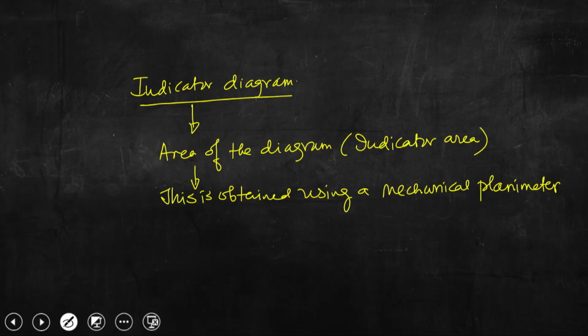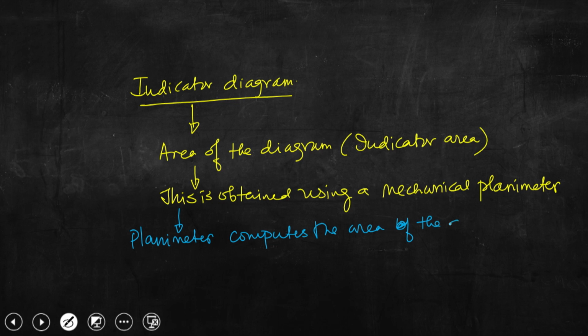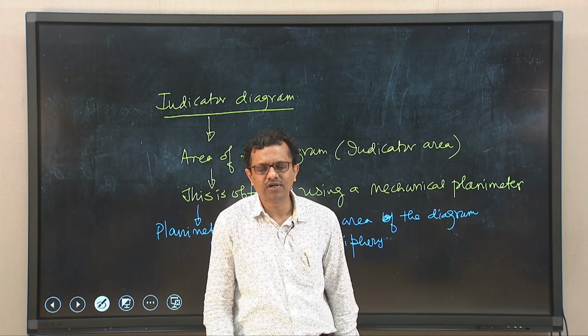So, this planimeter computes the area of the diagram by tracing its periphery. But let me add here an important point.